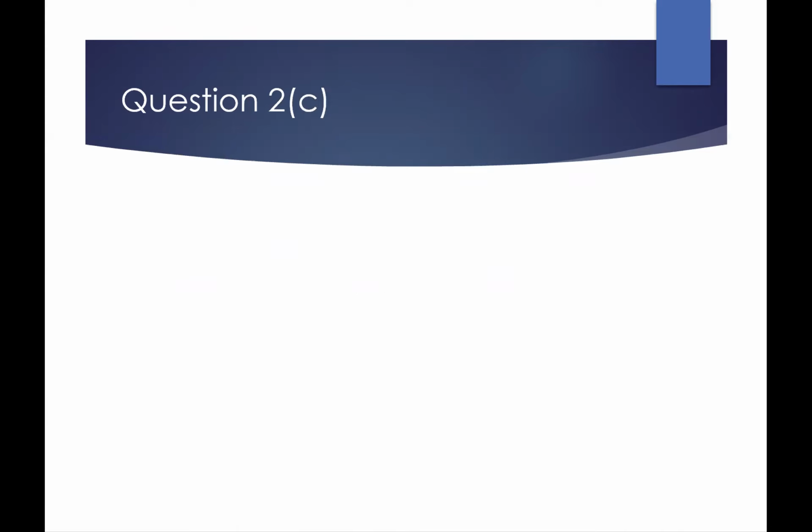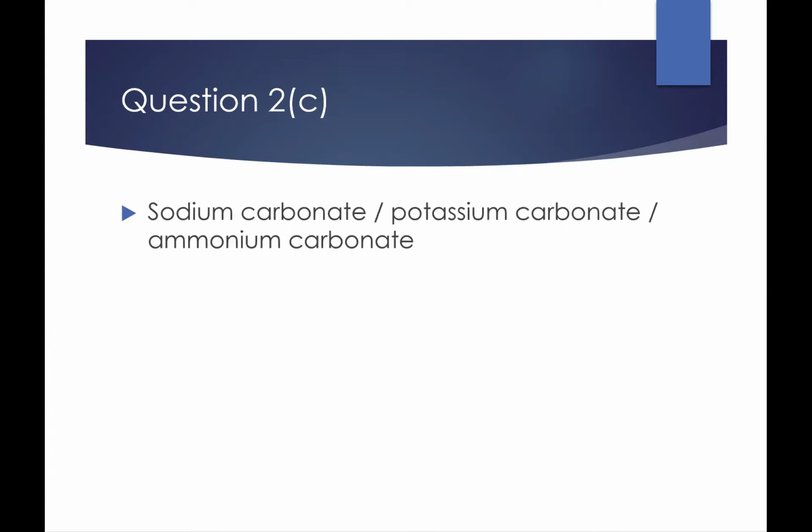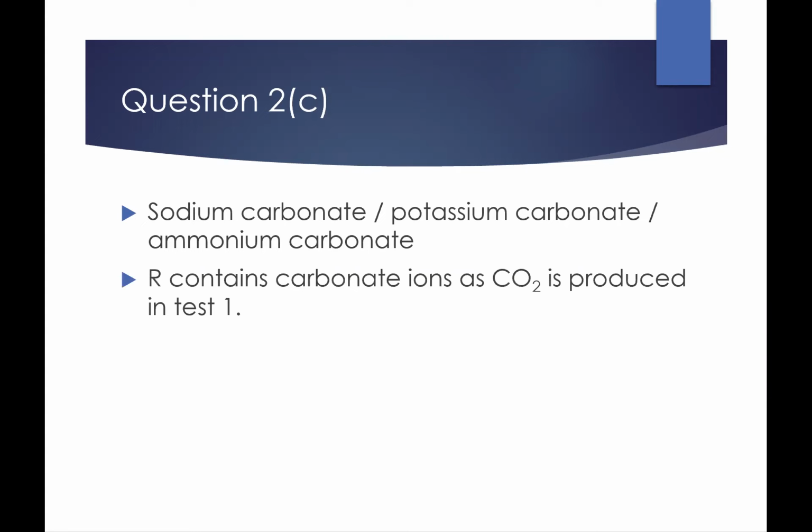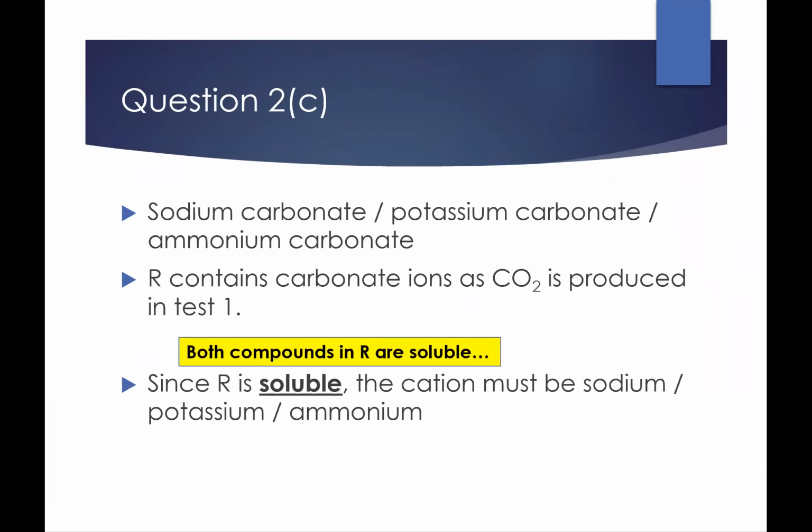And the other compound, now remember they mentioned that both compounds in R are soluble. So the other compound must be soluble as well. And it can either be one of these 3 answers: sodium carbonate, potassium carbonate, or ammonium carbonate. And the reason is because there must be carbonate ions since CO2 is produced. And they also mentioned about how it is a soluble substance. Therefore, you can only have sodium, potassium, and ammonium as your cations. So any one of the 3 carbonates mentioned will be accepted.